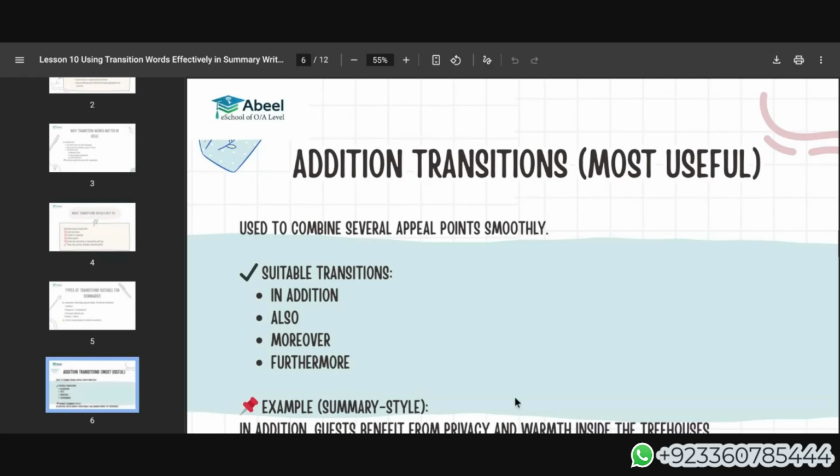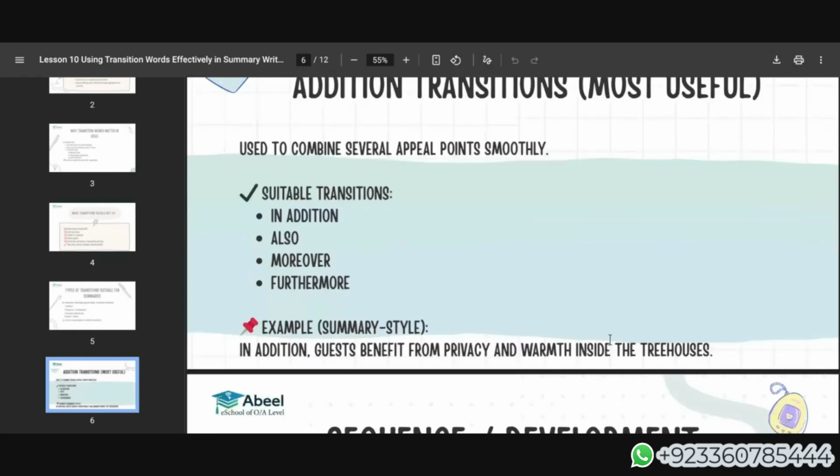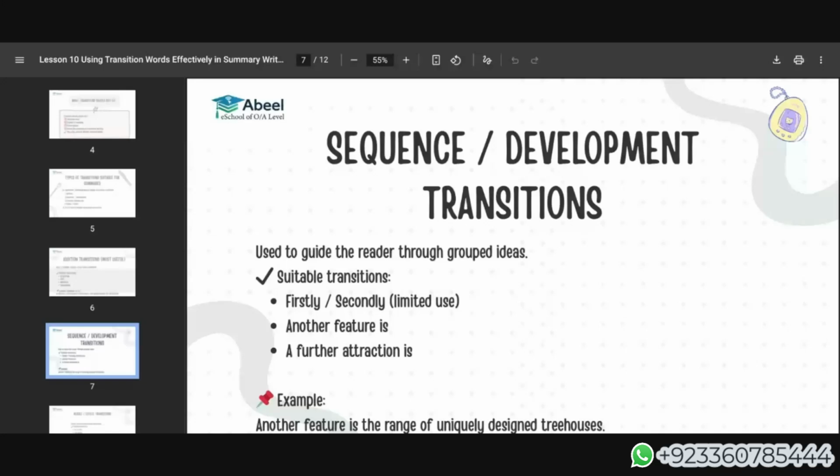Let's see the usage of this transition word here, in addition. Reminding you, these examples are from the same text we have read about the hotel. So this transition word is going to be used as, from privacy.